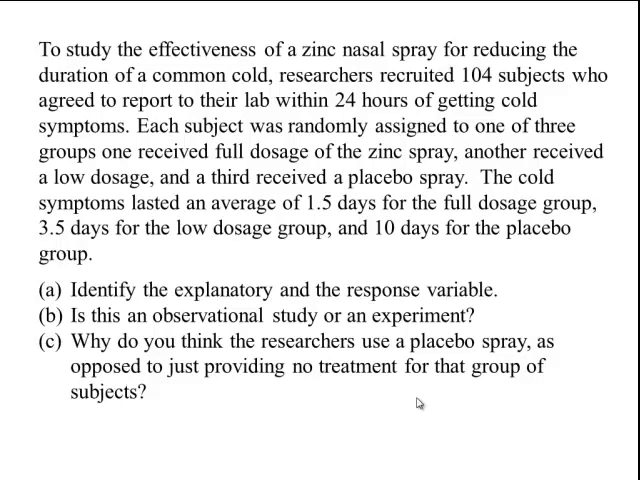So Part A, identify the explanatory and response variable. The explanatory variable would be the amount of zinc spray. The response would be the duration of the cold. Is this an observational study or an experiment? And to answer that, are we controlling the explanatory variable? And the answer is yes. We have three groups. The first group gets the largest dose, the second group gets a smaller dose, and the third gets no dose. So we have a treatment group and we have a control group. This is an experiment.